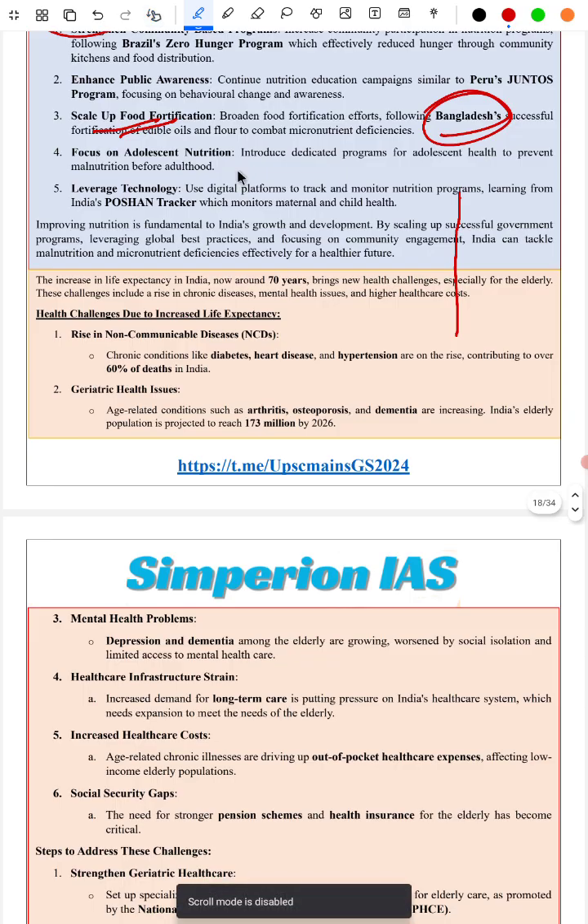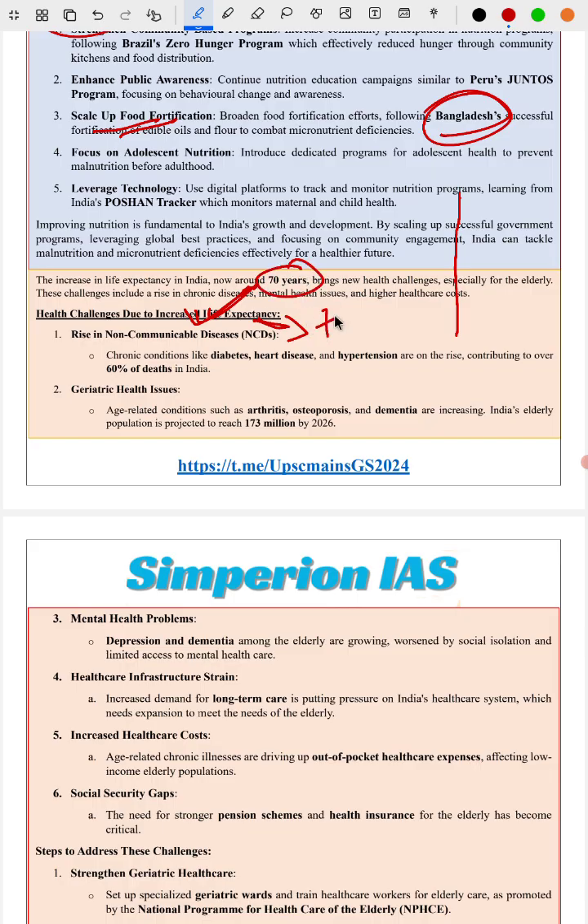Next, another important topic is what are the challenges Indian healthcare faces because of increased life expectancy. Currently, life expectancy is around 70 years plus. So, what are the challenges because of increased life expectancy?